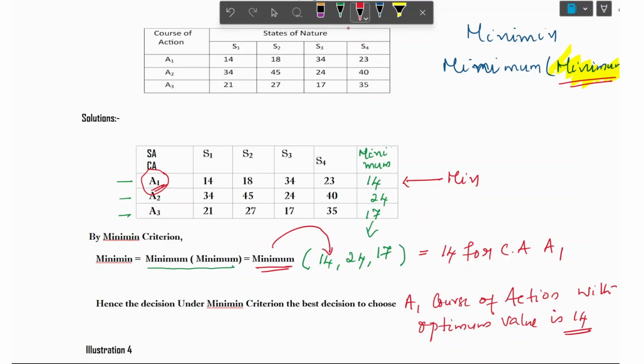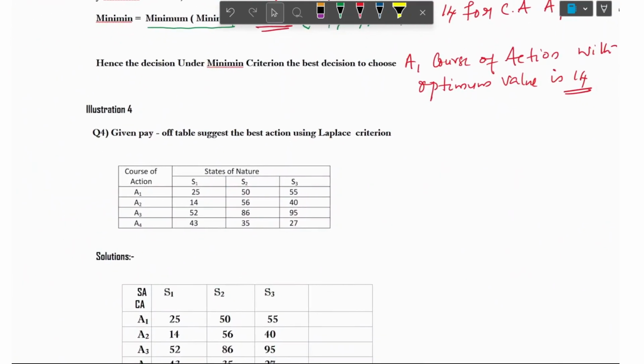Only you have to be careful about which column you need to create extra and choose it accordingly. Now the next one, it's different from these 3 criteria. That is called the Laplace criterion.